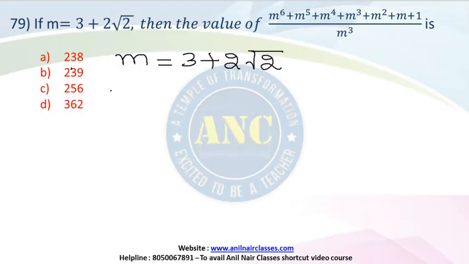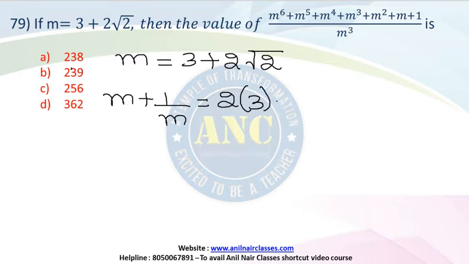But we know from our basic level of questions, which I have solved in probably the first 15 to 20 questions, that if the m value is given, m plus 1 by m can be easily calculated as 2 times the bigger number 3. So m plus 1 by m is equal to 6.